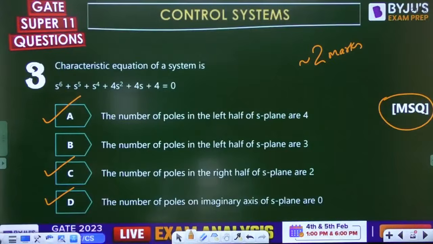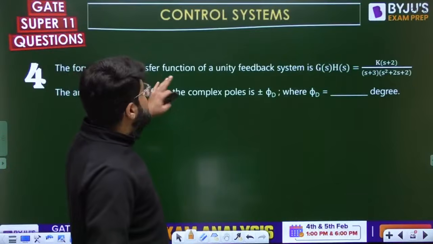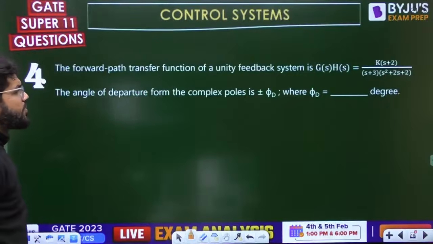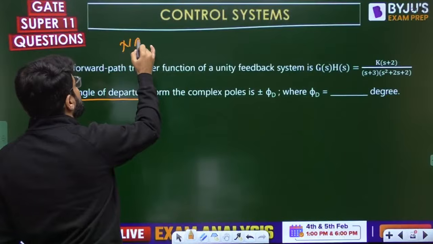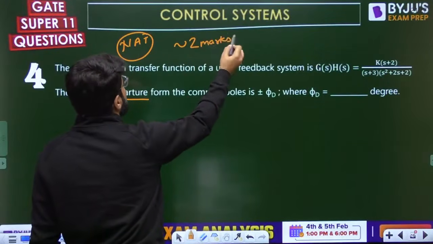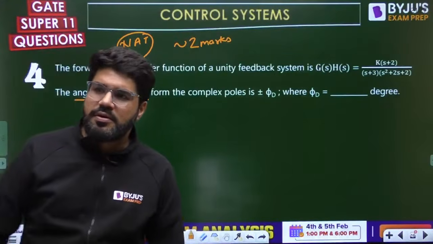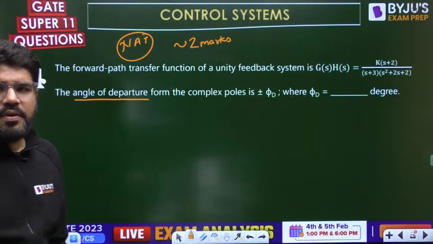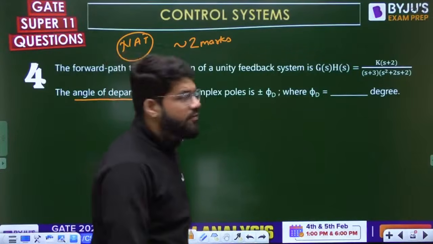Okay. So I'm just giving the expected marks also. Next, number 4. The forward path transfer function of a unity feedback system is given to you: k(s+2) upon (s+3)(s square plus 2s plus 2). The angle of departure from the complex poles. NAT question hai. Angle of departure is 100% 2 marks category. If IIT makes it really lengthy, otherwise little less chances for BDR. Theek hai. Chalo. So what is the angle of departure case?